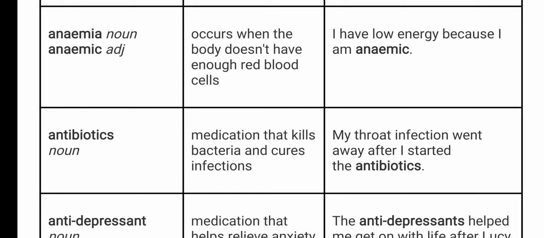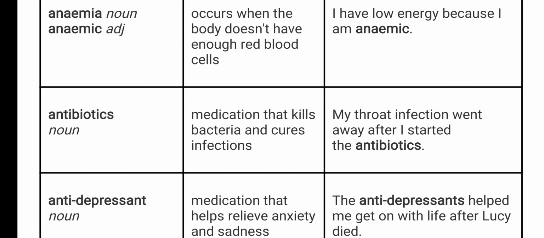My throat infection went away after I started the antibiotics, or antibiotics. Americans pronounce it as antibiotics; British people or Canadians, I think, also pronounce this word as antibiotics.